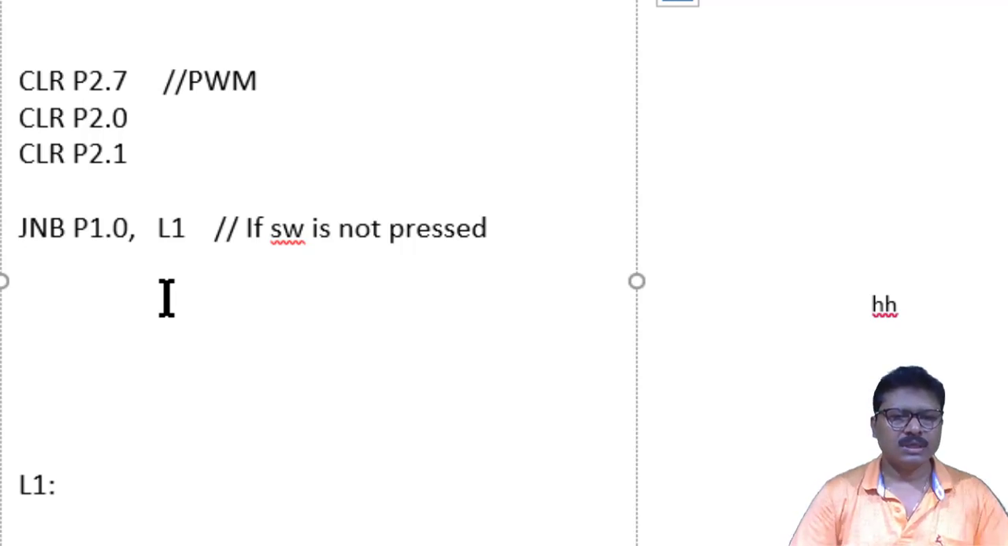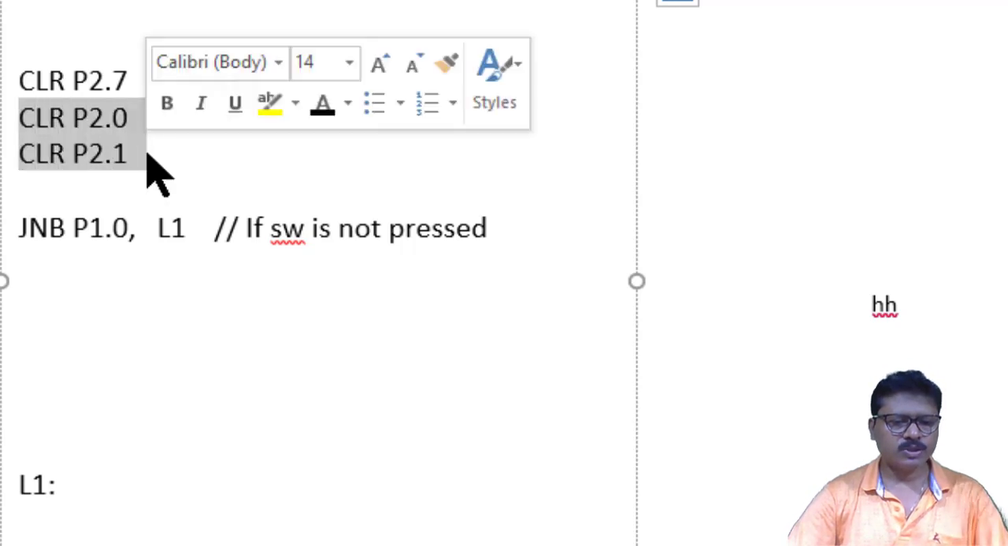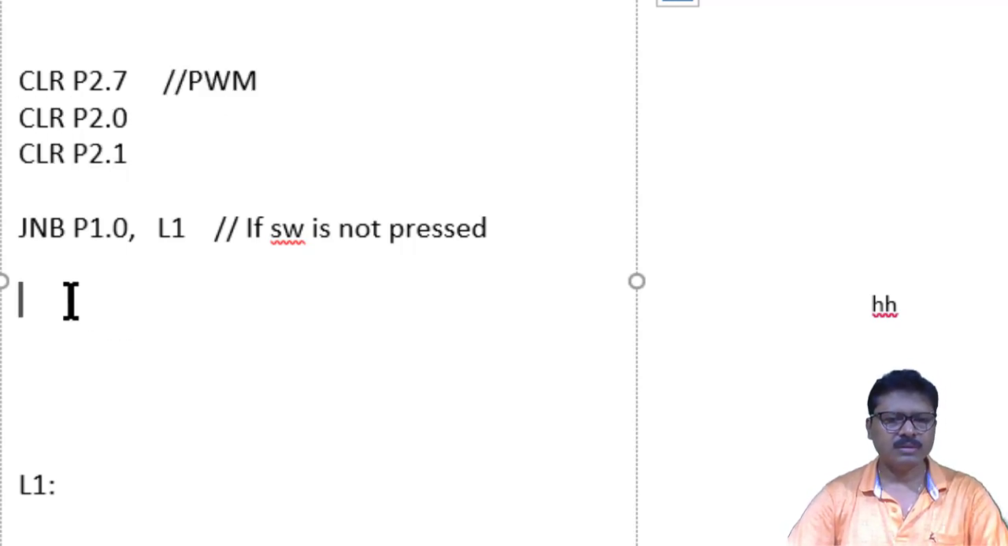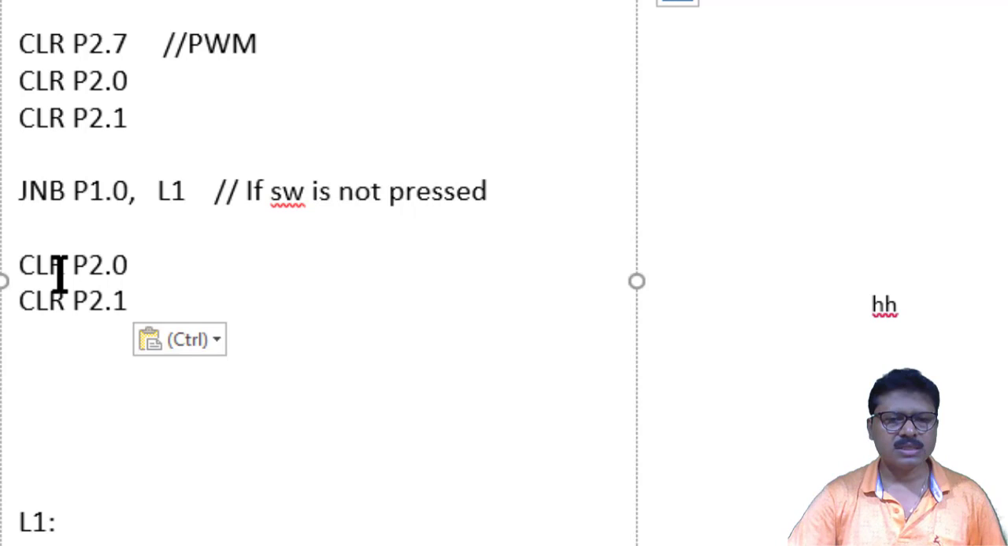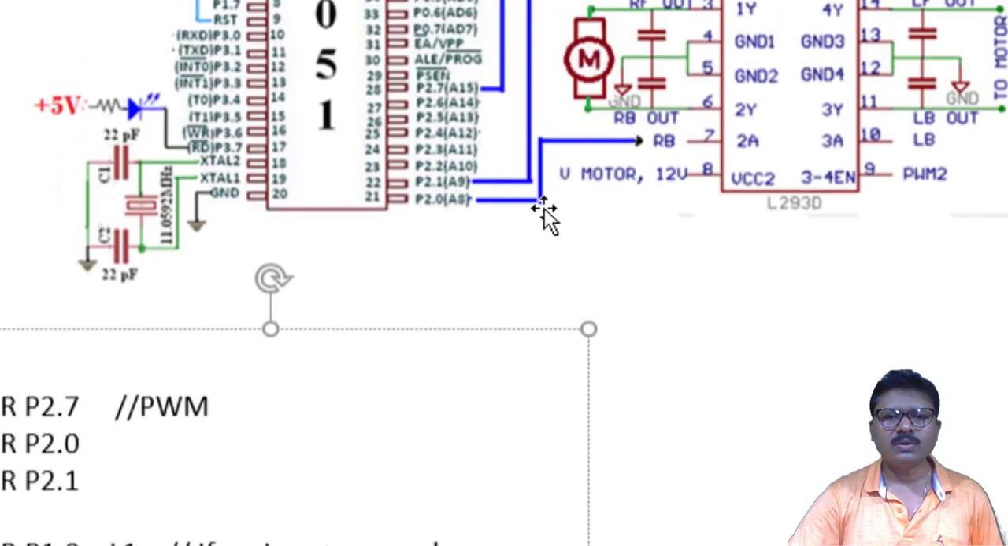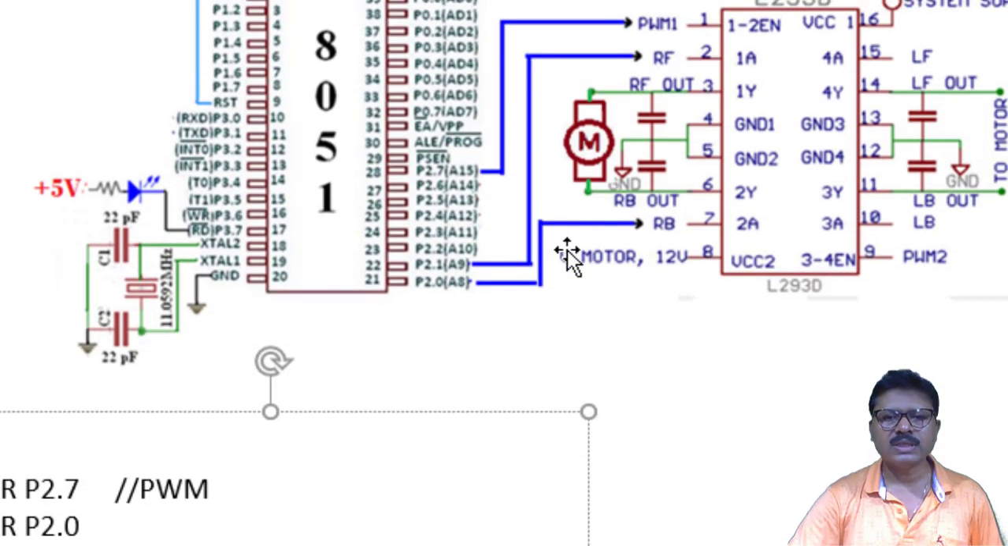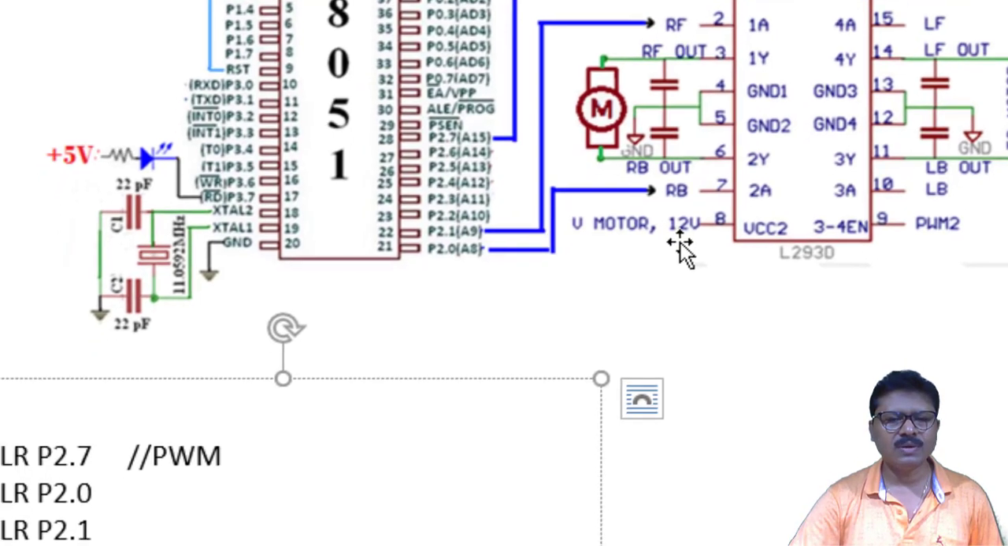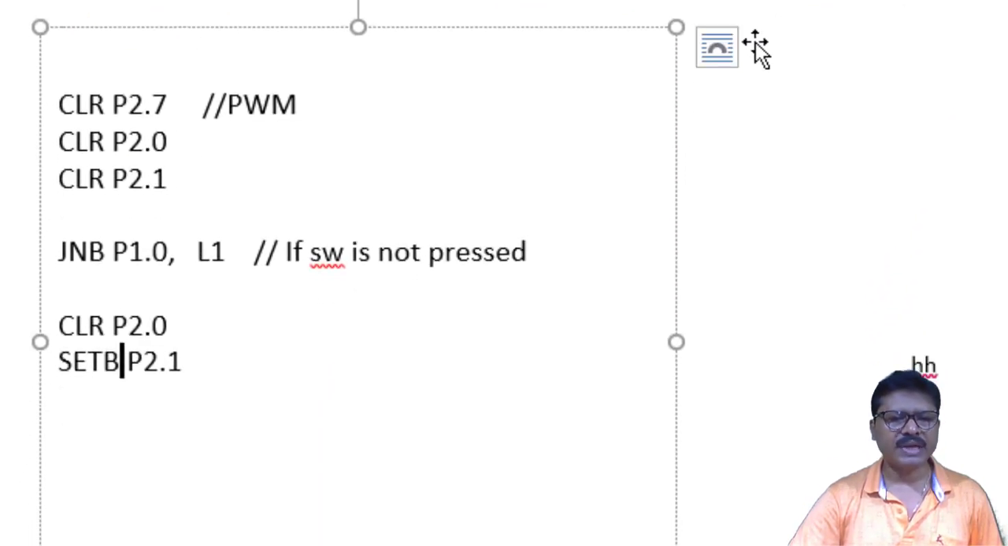First, these two, P2.0 and P2.1, should have a particular value. So say this is set bit P2.1 and clear bit P2.0. It means the upper one is made logic on and the lower one is made logic 0, so it will rotate in a particular direction. There will be an on and off at this point with a particular controlled time.